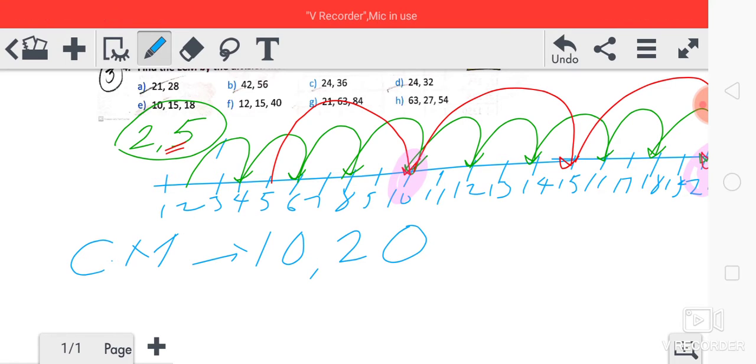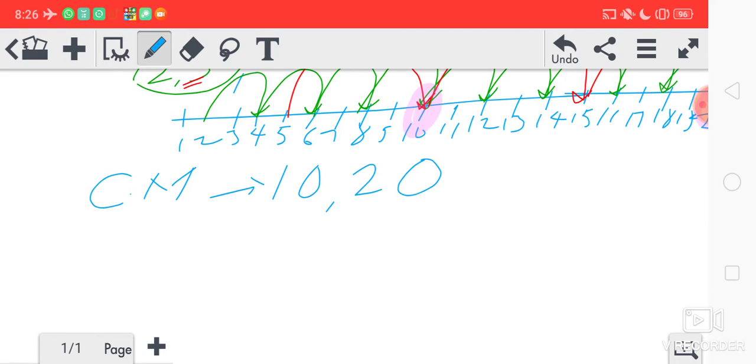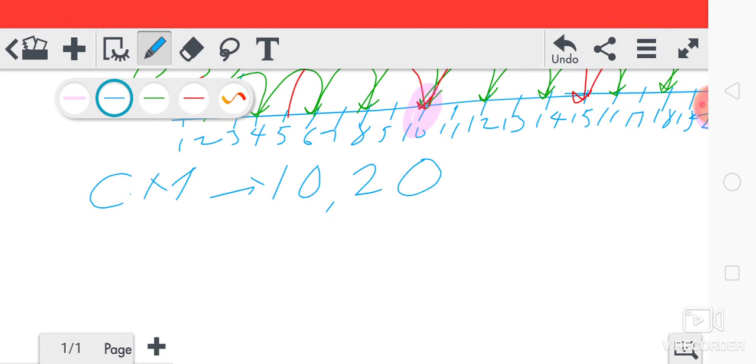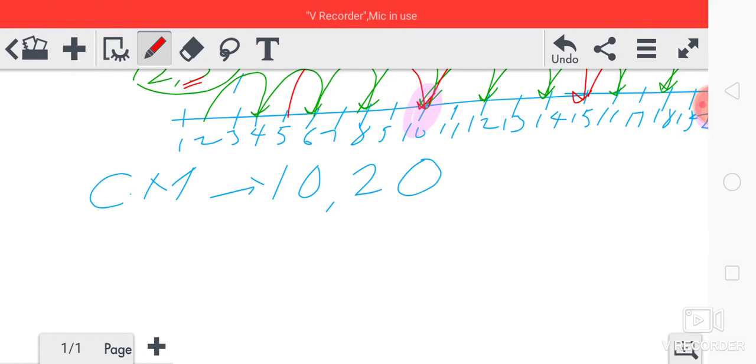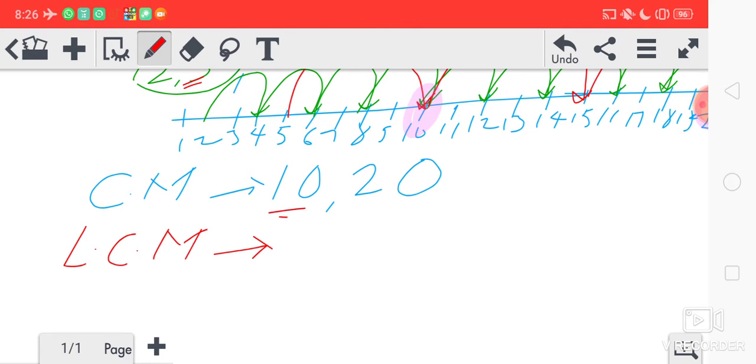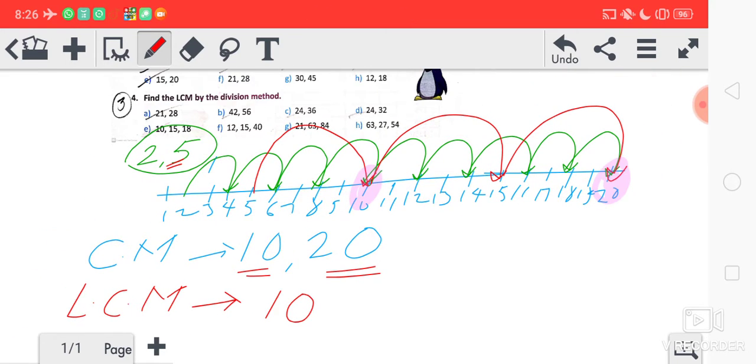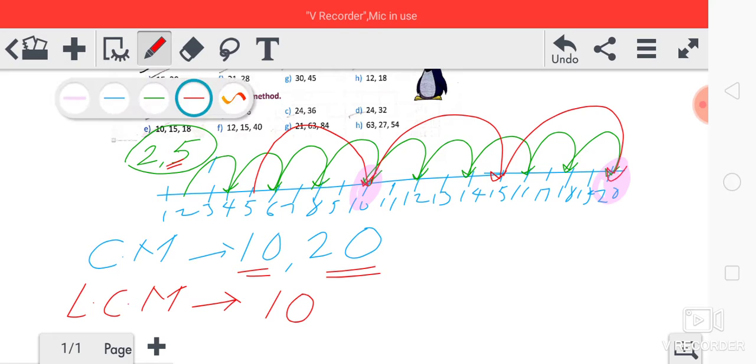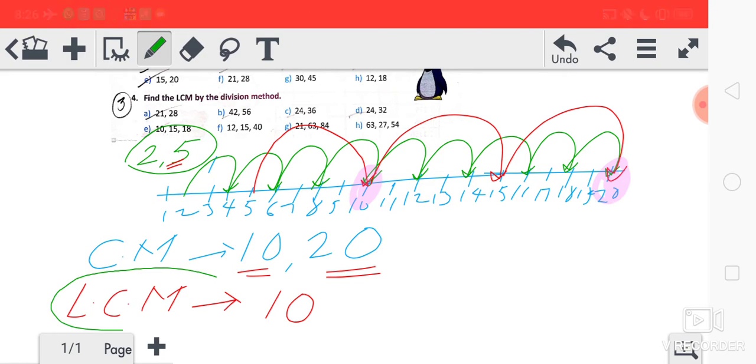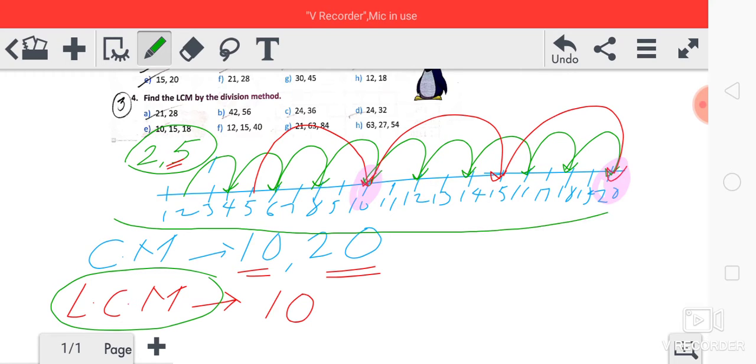C for common, M for multiple. Then we'll write lowest common multiple. L for lowest, C for common, M for multiple. In short we call it LCM. So among these two, 10 and 20, which one is the lowest? 10 is the lowest, so we'll write 10 as the LCM. So this is the process to find the LCM on the number line.